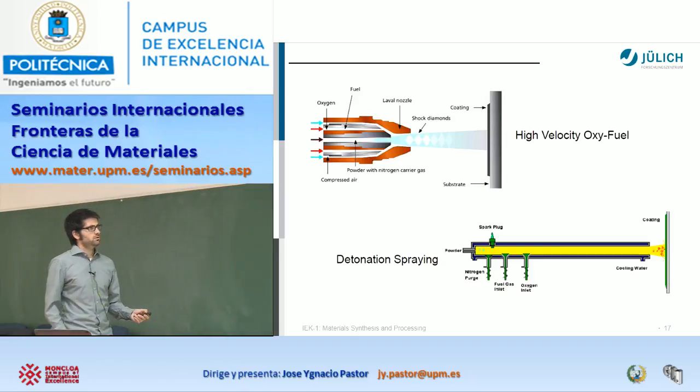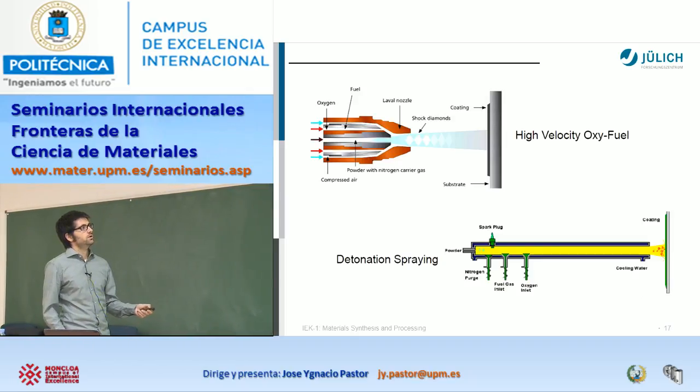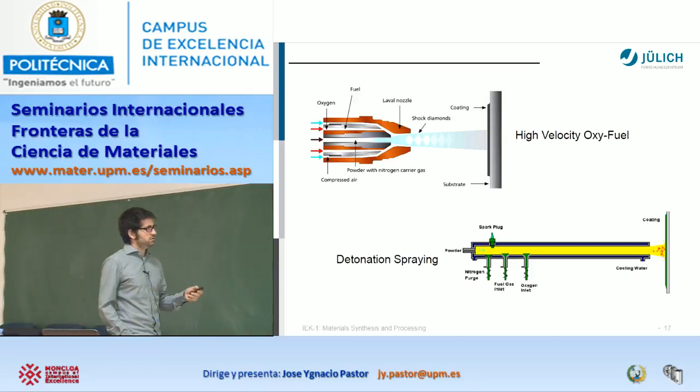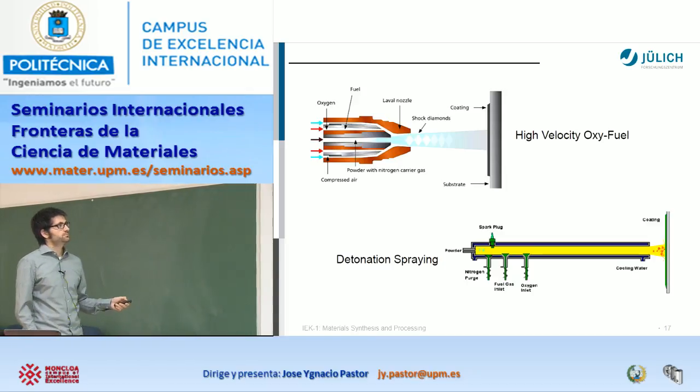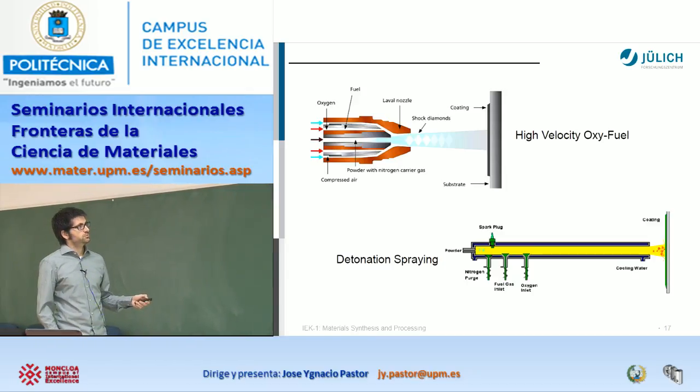More examples. This one is the other one that I said I would mention, the high velocity oxy-fuel. This works a little bit differently, but in general terms it is the same. You introduce your powder now from the other direction here, with a carrier gas, in that case nitrogen. Your powder is already moving in here. You introduce your oxygen and fuel to burn, and you melt these particles here. These are called shock diamonds, which is how they are produced, and you have your coating.